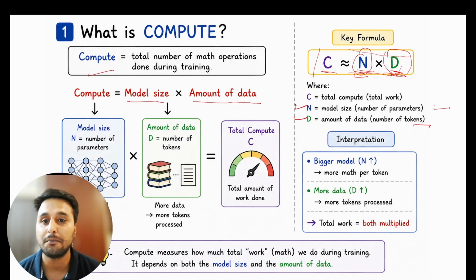Okay, so model size into amount of data is equal to total compute. This is the simple equation that they gave in that research paper. And I said that compute is mostly fixed, that we have this much compute, and compute is what? FLOPs per second. After that, our main focus will be to get the right value of N and D. But there is not a straightforward formula to get N and D.